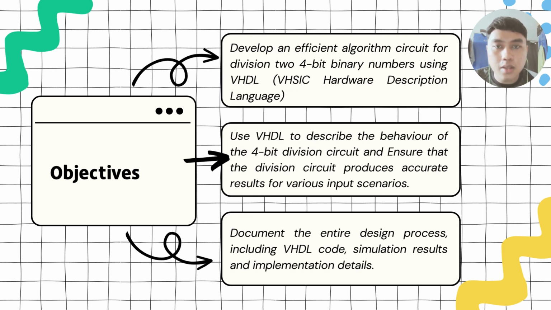The next is objective. The first objective is to develop an efficient algorithm circuit for division of 4-bit binary numbers using VHDL. VHDL is VHSIC hardware description language. The second objective is to use VHDL to describe the behavior of the 4-bit division circuit and ensure that the division circuit produces accurate results for various input scenarios. The last one is to document the entire design process, including VHDL code, simulation results, and implementation details.